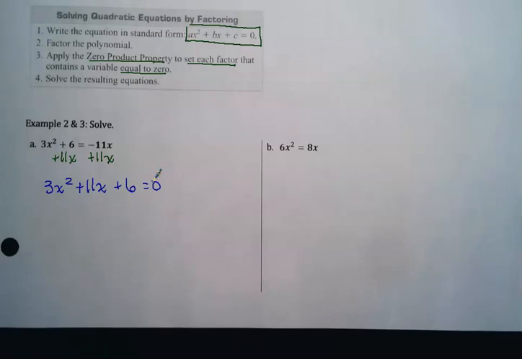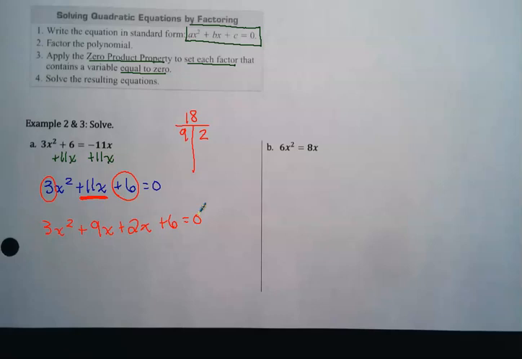Now we do have an a term and a b term, or sorry, a c term. So 3 times 6 is 18. So we're looking at factors of 18 that equal 11. Well, I know I've got 9 and 2 right away, right? They just pop out. So I'm going to have 3x squared plus, I'm going to rewrite this plus 11x as plus 9x plus 2x plus 6 equals 0.